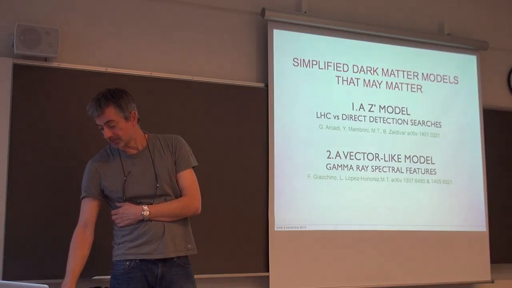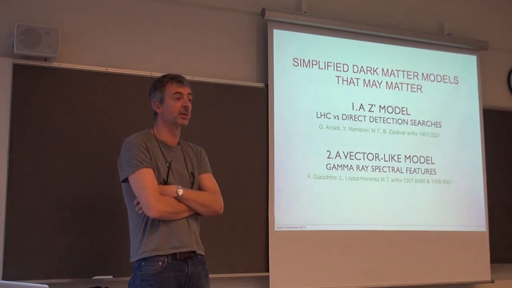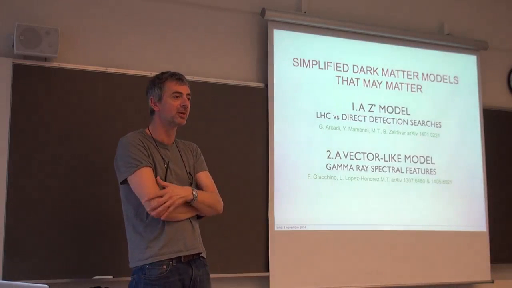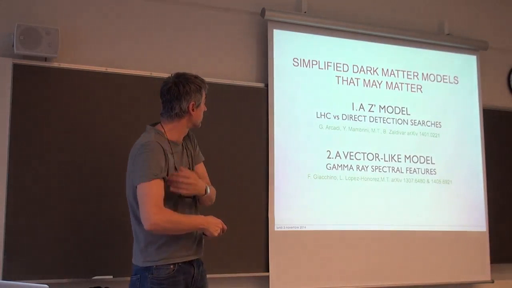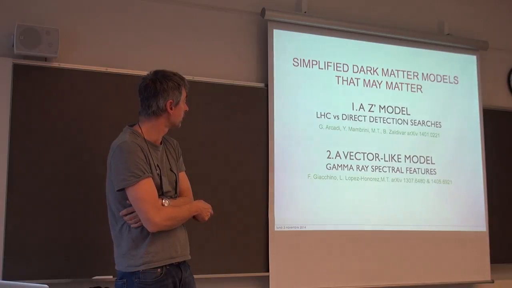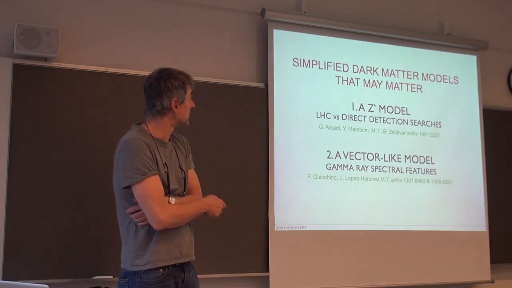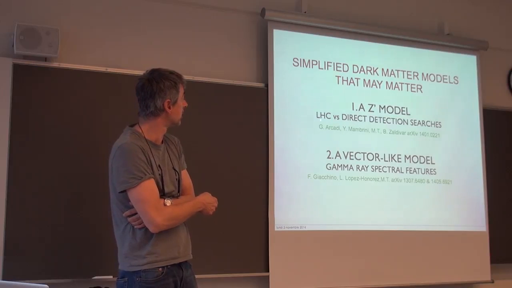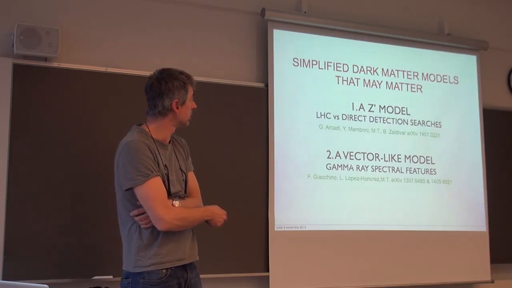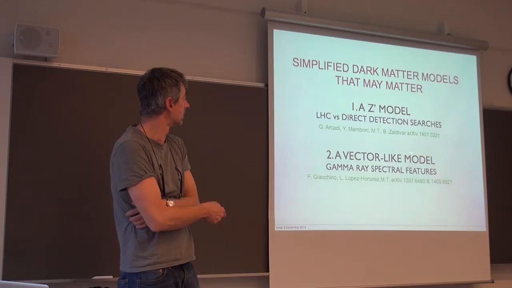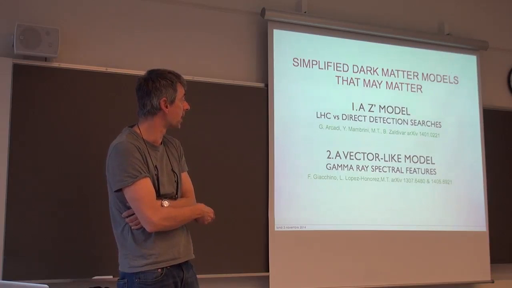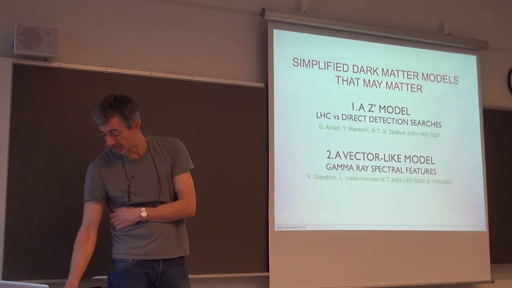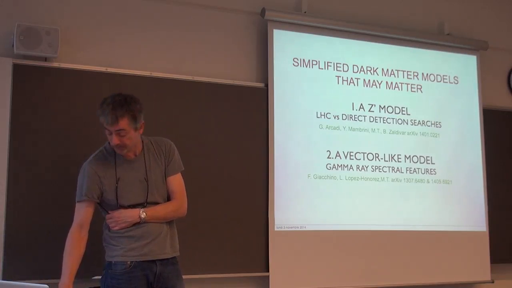Of course, simplified model is a funky name for something that people have been doing forever, which is models, but it's the fashionable name. Here I'm going to discuss two simplified models. One is a Z-prime model, and I'm going to discuss what you may learn from this kind of model, in particular when you look at the confrontation of LHC searches and direct detection searches. The other model, which I call the vector-like model, will be discussed later on, and there we'll focus on gamma ray features, that is, indirect detection. So it's a mixed presentation of different things that I've been working on.